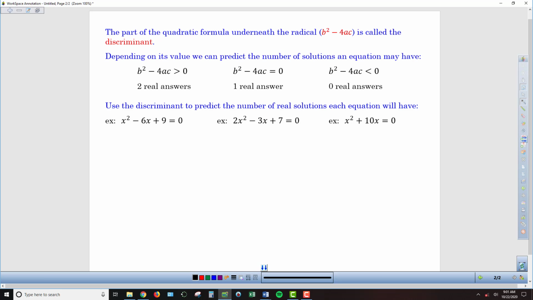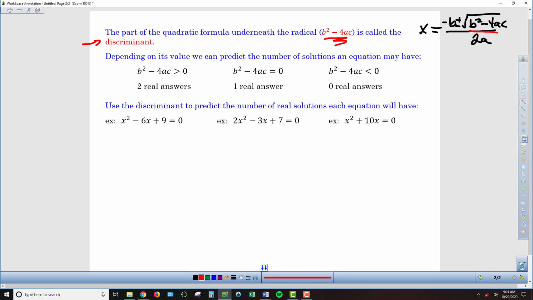So in our quadratic formula, which again is x equals negative b plus or minus the square root of b squared minus 4ac all over 2a, the part that's underneath the square root, the b squared minus 4ac, has a special name. It's called the discriminant. It comes from the word to discriminate, which generally has a negative connotation in our society, but the definition of that is to separate out.